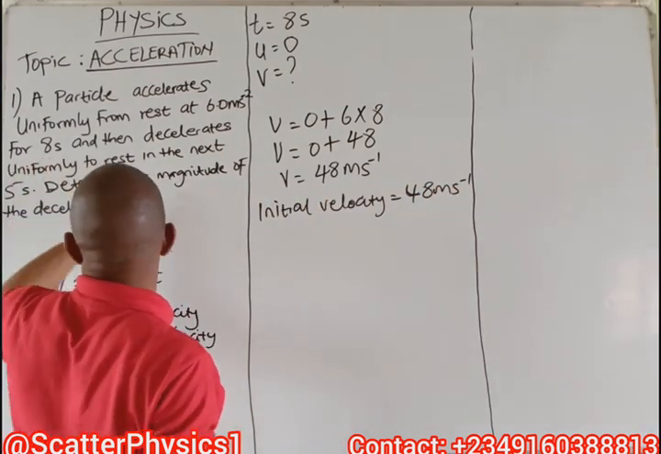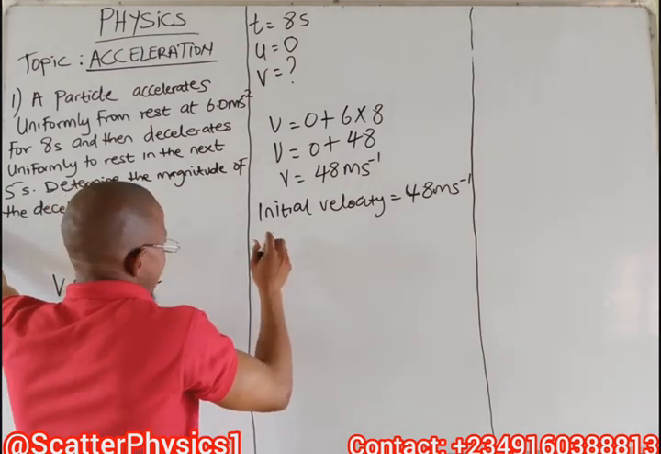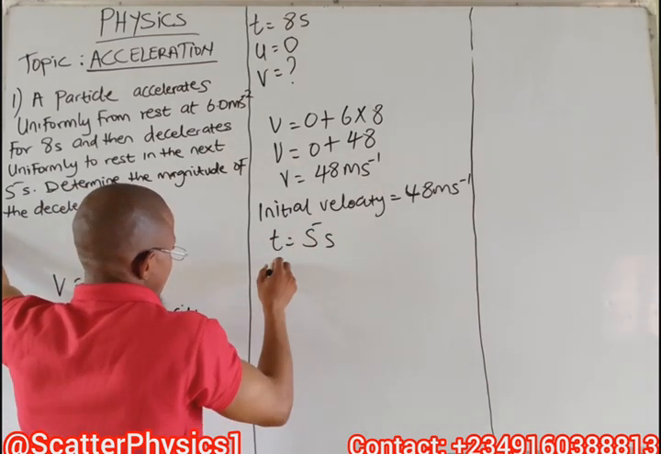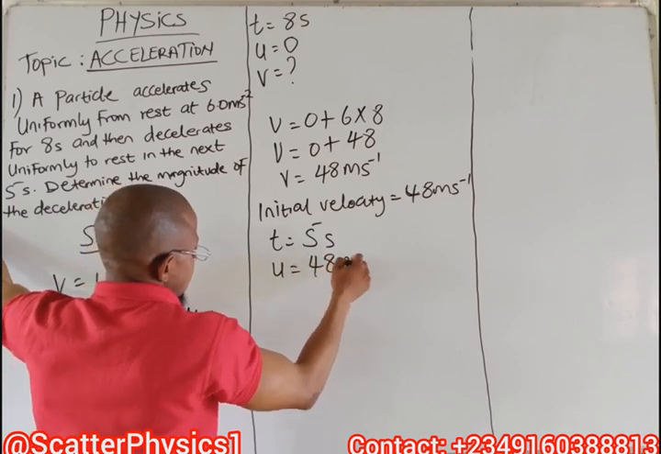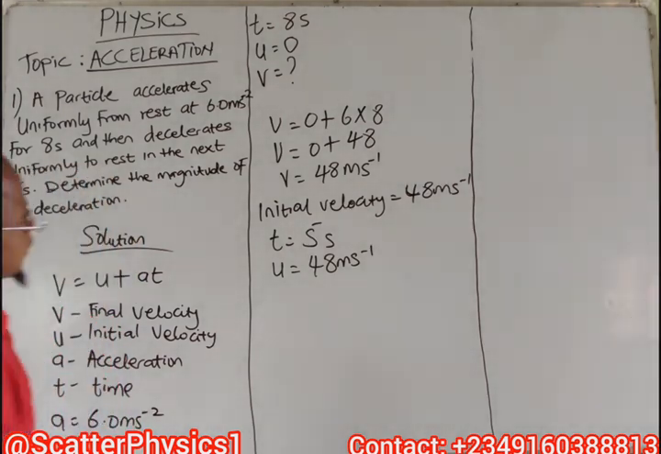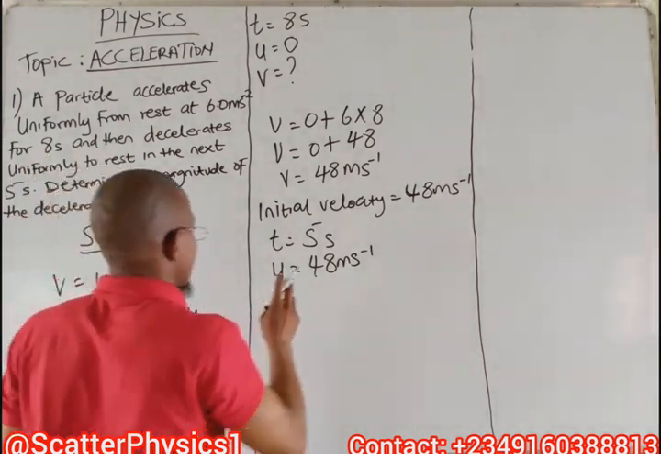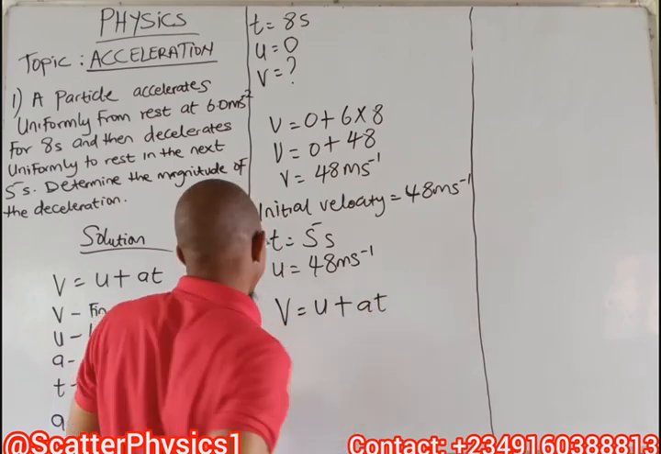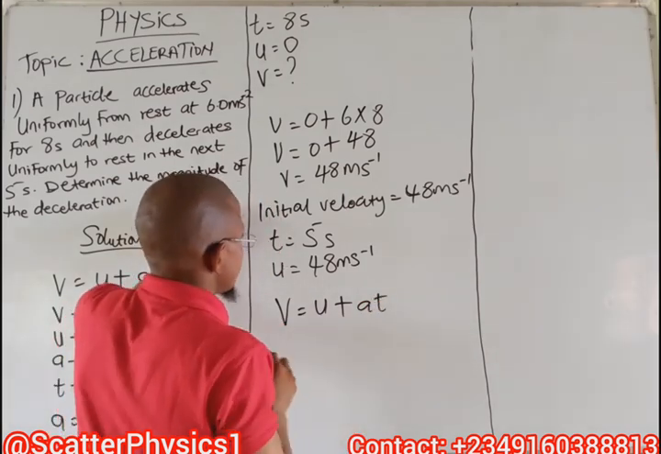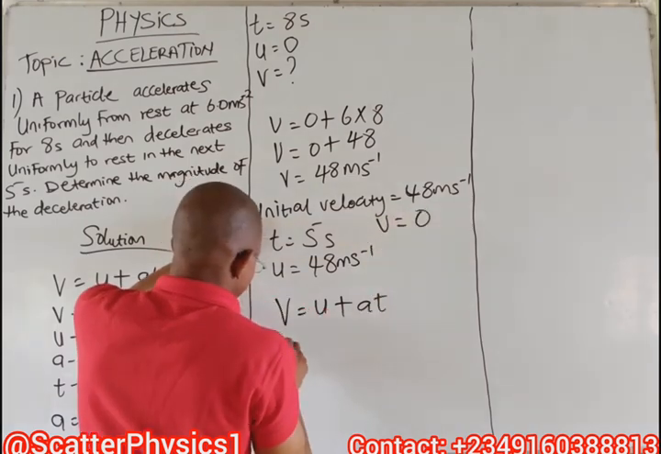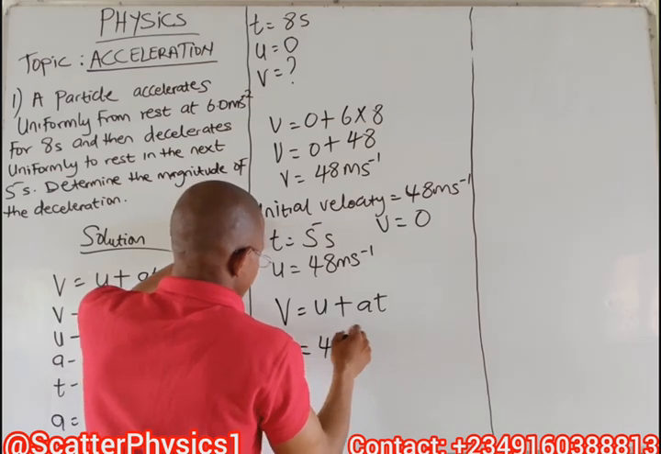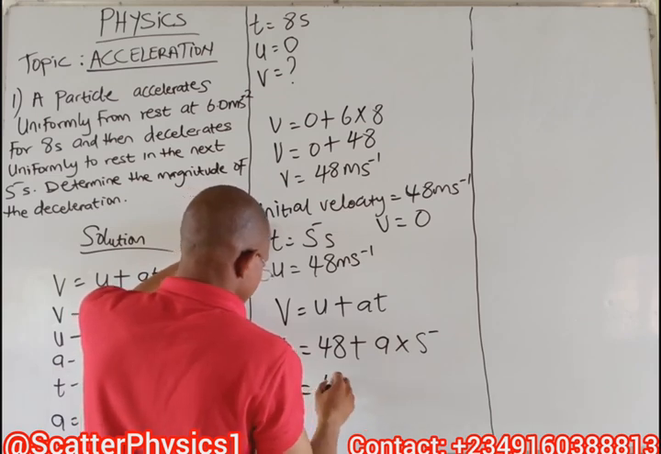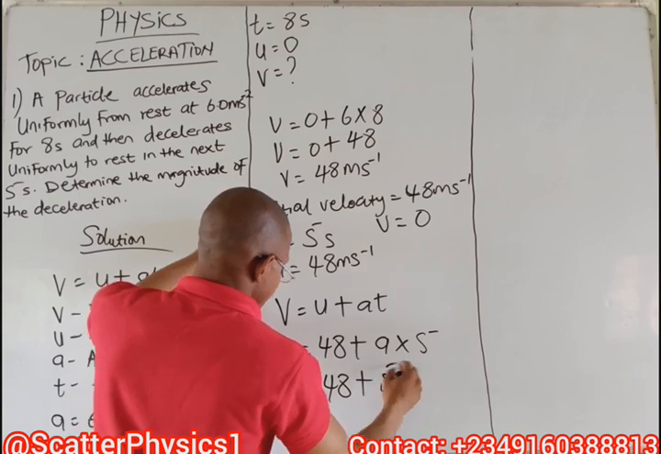Now we look for the deceleration, and we have the time for deceleration. T equals 5 seconds. We have initial velocity equals 48 meters per second. Then we apply this to the formula, V equals U plus AT. V, which is final, equals 0. So we have 0 equals U, which is 48, plus A times our time, which is 5. So 0 equals 48 plus 5A.